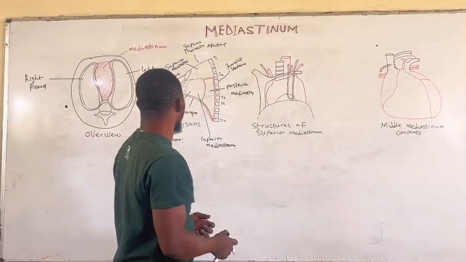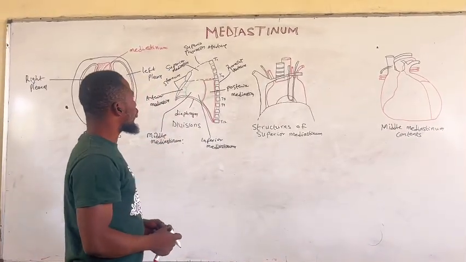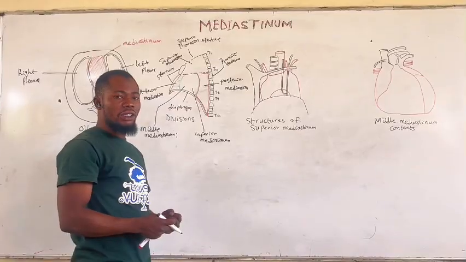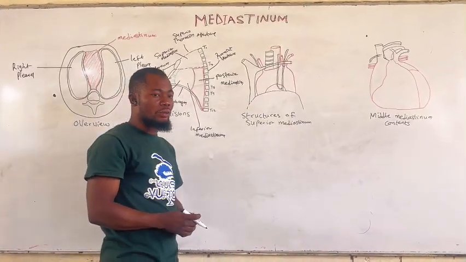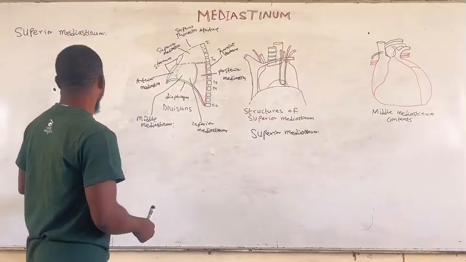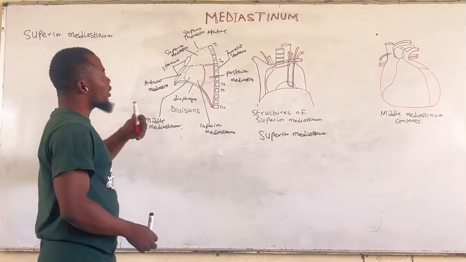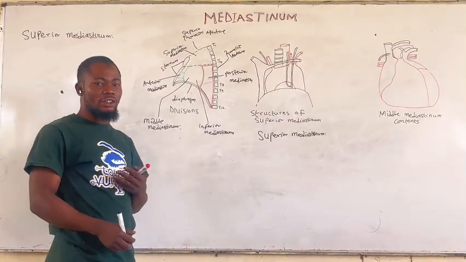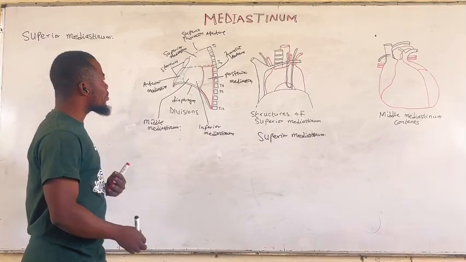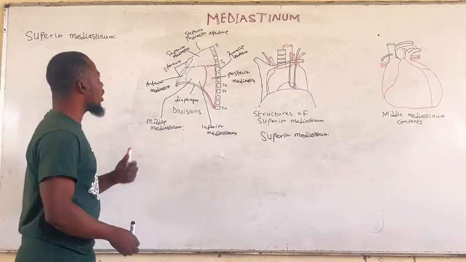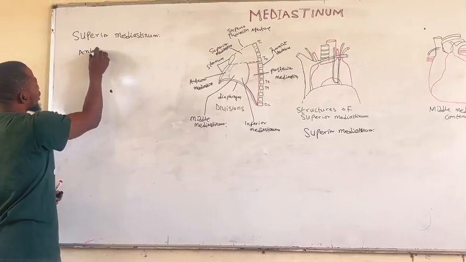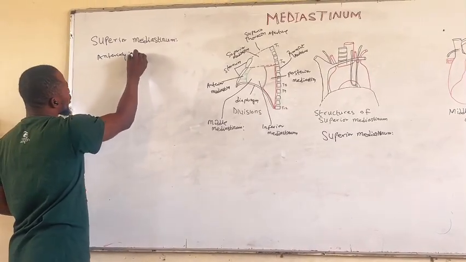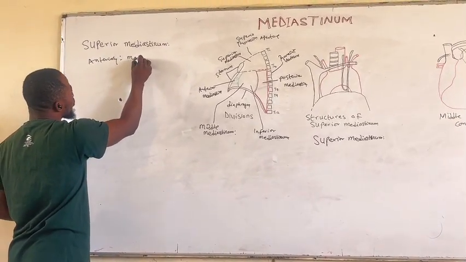Now, I will show what all these divisions are. We'll take the divisions one by one, starting from the superior mediastinum. The superior mediastinum is the upper part of the mediastinum, and it is bounded anteriorly by the manubrium of the sternum.